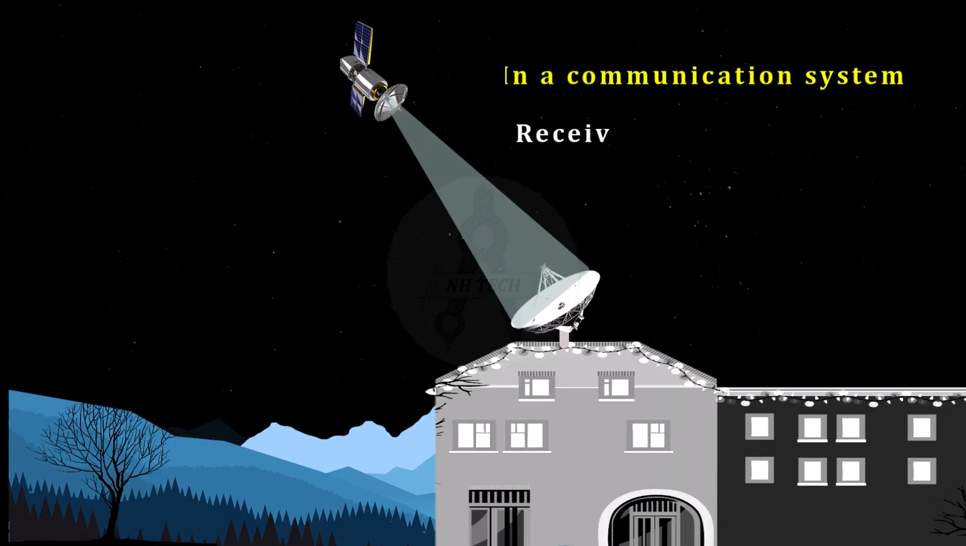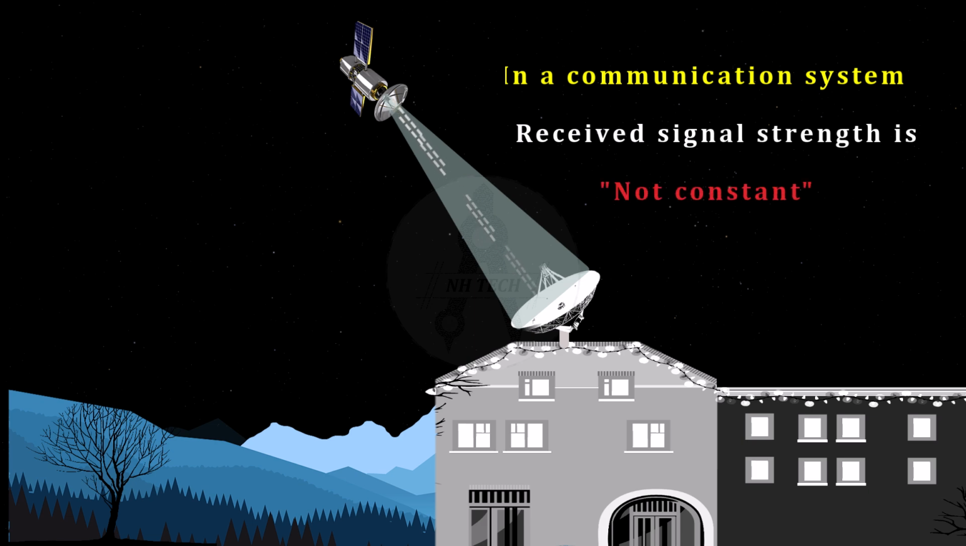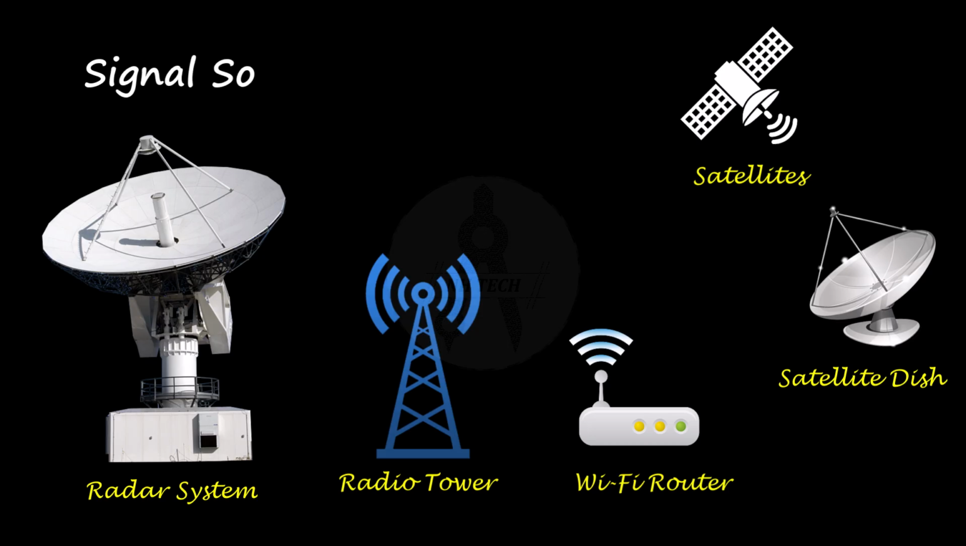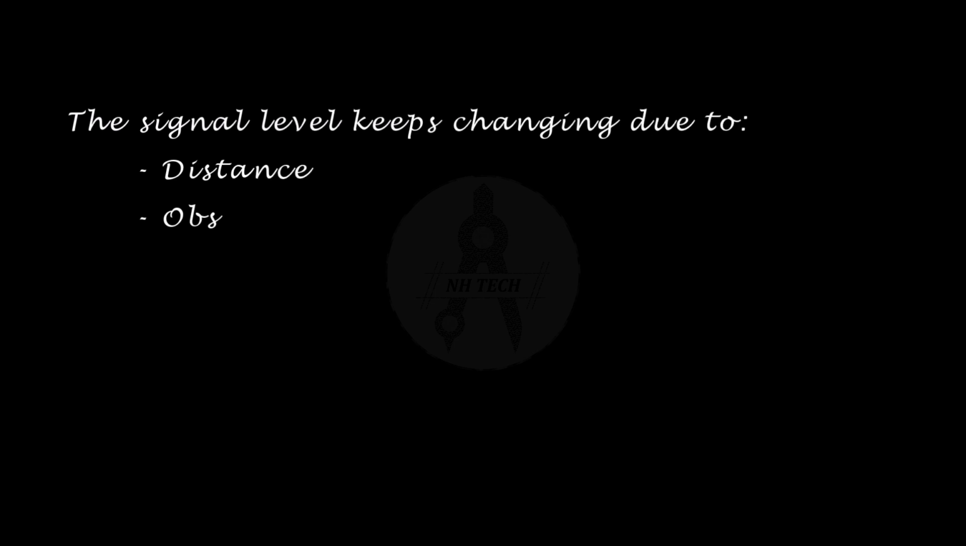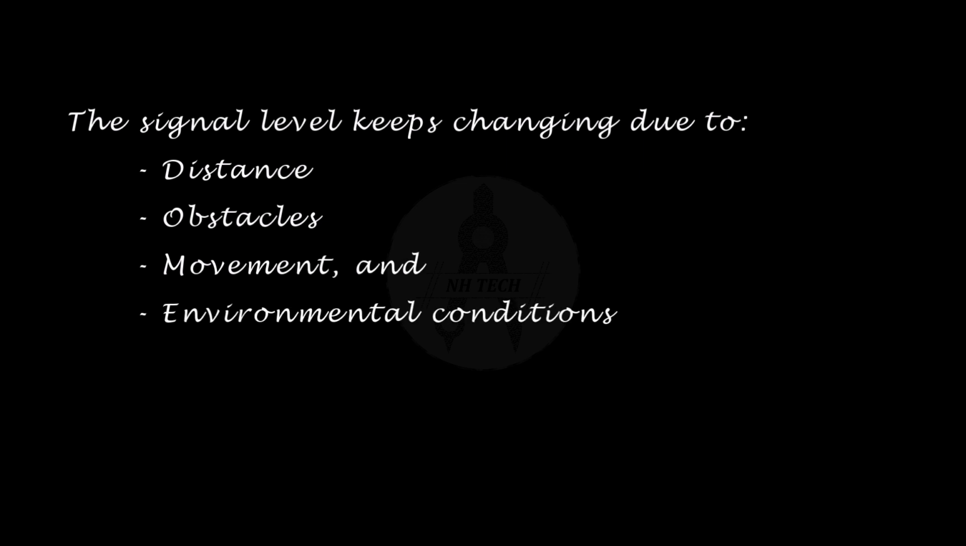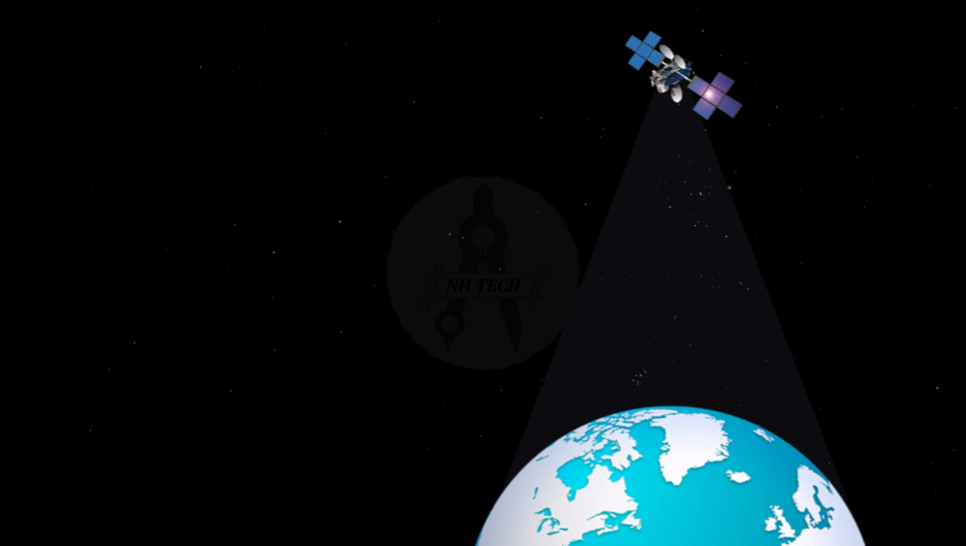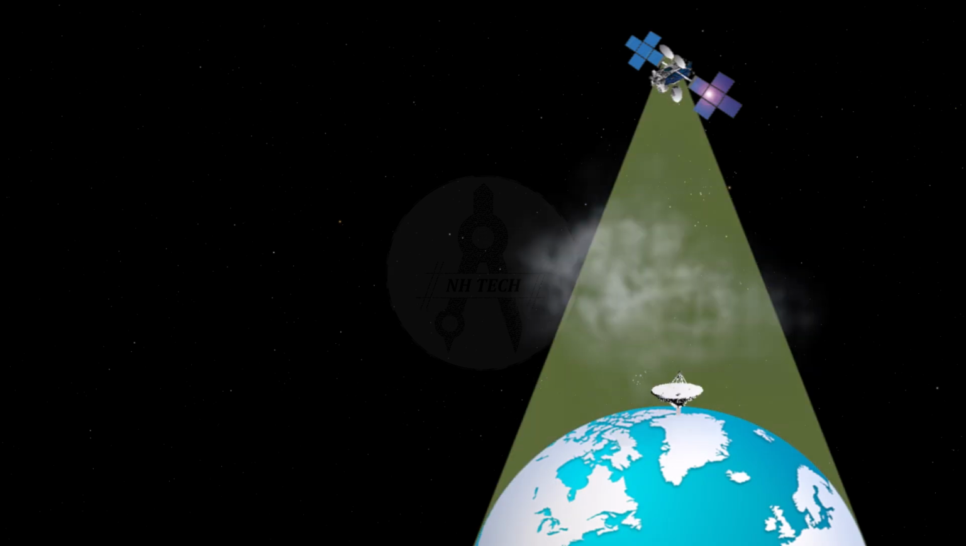In a communication system, when we receive a signal from an antenna, the strength of that signal is never constant, it varies. Whether it is a wireless RF link, radar system, or even an optical communication channel, the signal level keeps changing due to distance, obstacles, movement, and environmental conditions. Sometimes the signal becomes very weak, and sometimes it suddenly becomes very strong.